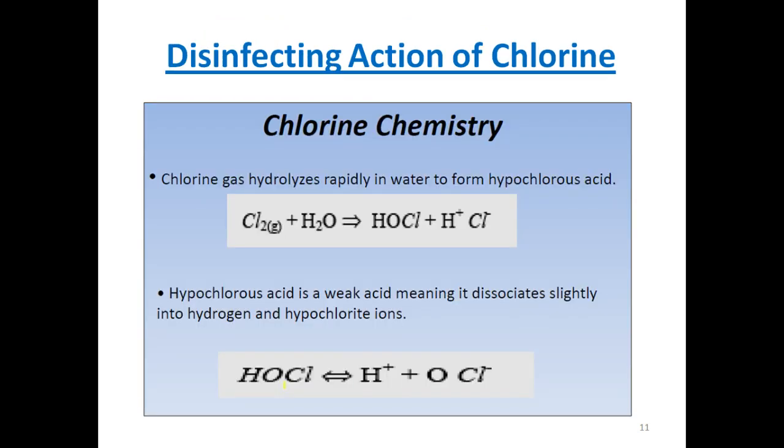Now the disinfecting action of chlorine. How does the chlorine react? Chlorine gas hydrolyzes rapidly in water to form hypochlorous acid. The hypochlorite ions may further combine with hydrogen ions present in water so that hypochlorous acid is formed.